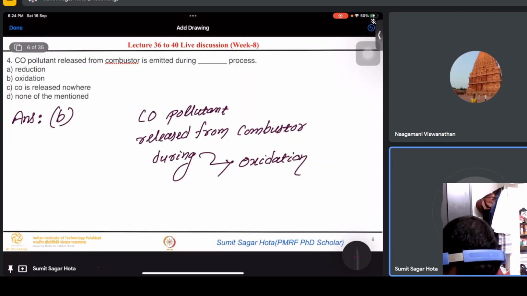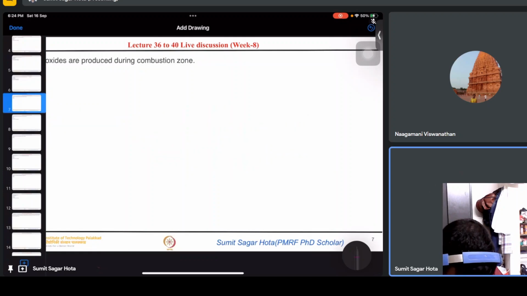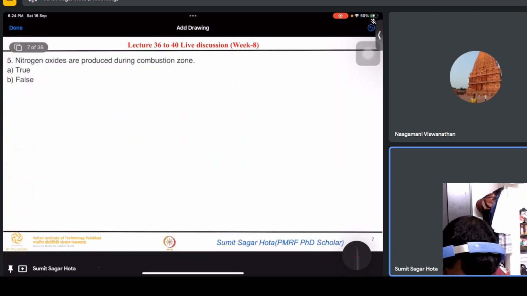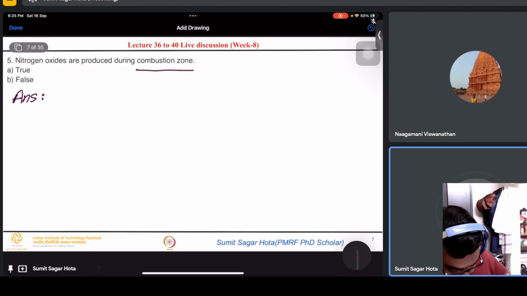During oxidation process, nitrogen oxides are produced during the combustion zone. Obviously, I just told you nitrogen oxides are there in combustors and burners, so obviously it's true.